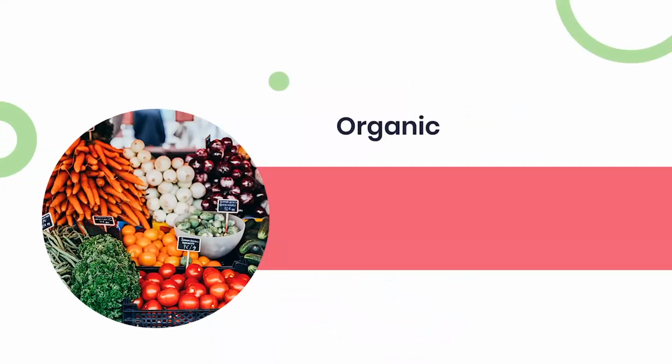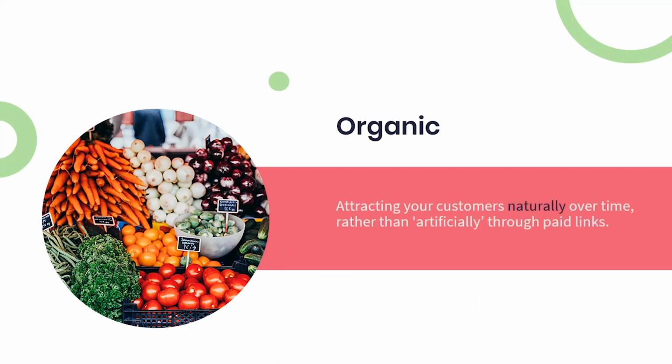Now, we've had a look at PPC. The next thing I'd like to take you through is something called organic marketing. And organic marketing basically means that you would get your customers to come to you naturally over time, rather than artificially via paid links or paid ads. Let's have a look at what kind of things would fall under this category of organic marketing.